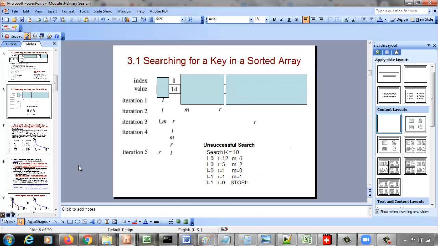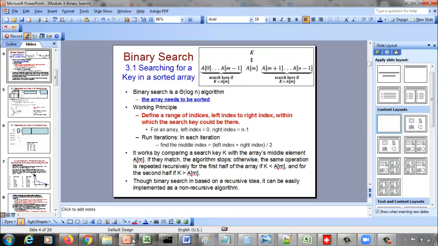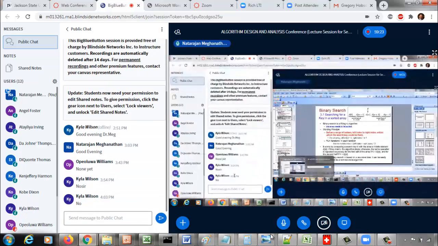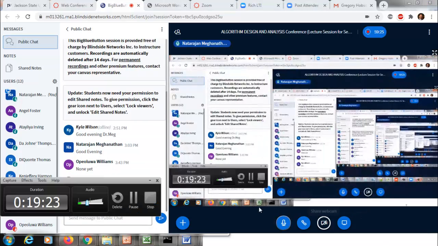Okay, and so any question on binary search? Searching for a specific key. Okay, so let me save this.